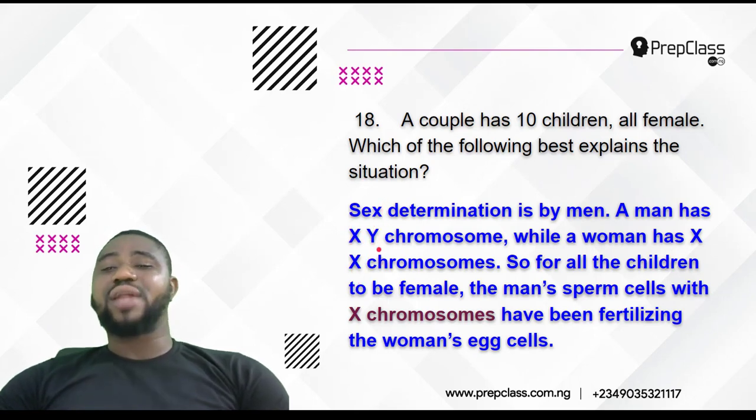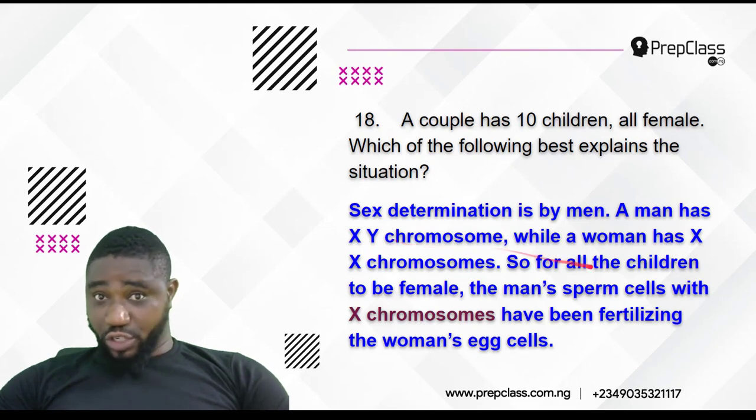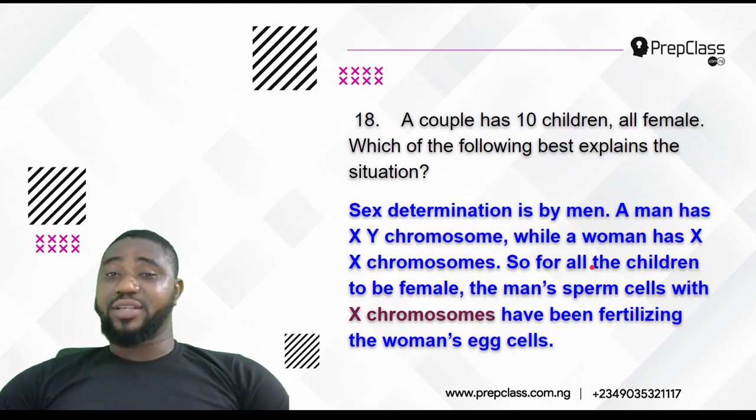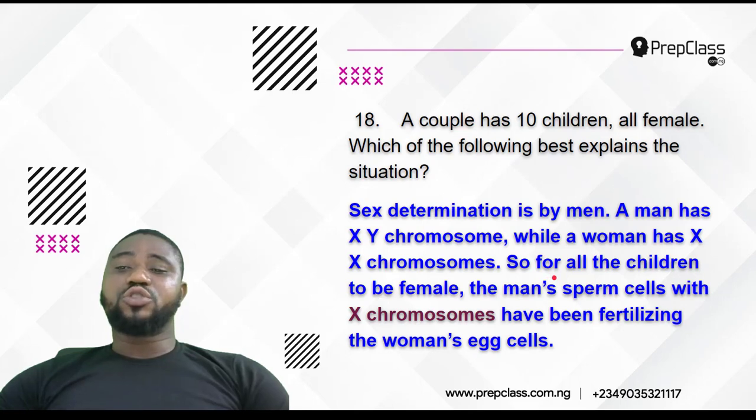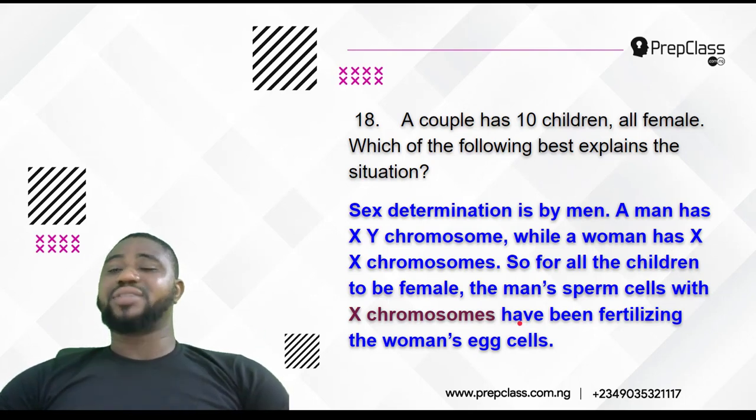So depending on the one that fuses with the woman's egg cell, if it's the Y chromosome sperm cell that does the job, fuses with the female egg cell, the man will give birth to a male child. But if it's the X chromosome sperm cell that fuses with the woman's egg cell during fertilization, the woman is going to give birth to a female child. So for this to happen, that simply means that the man's X chromosome sperm cell has been fertilizing or fusing with the woman's egg cell.